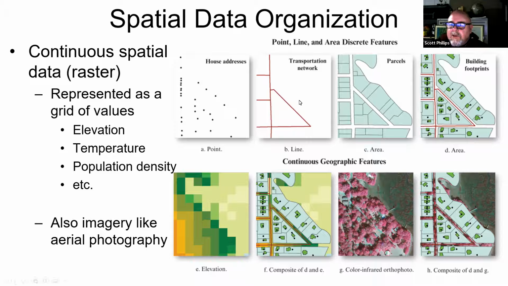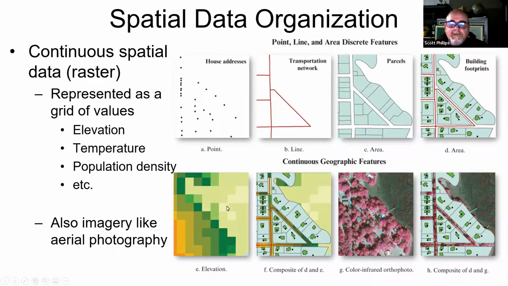By the way, imagery like satellite imagery or aerial photographs, or even a digital photo, also uses this type of data. So aerial imagery that aligns with the map is actually raster data where the values are actually the colors that you see.